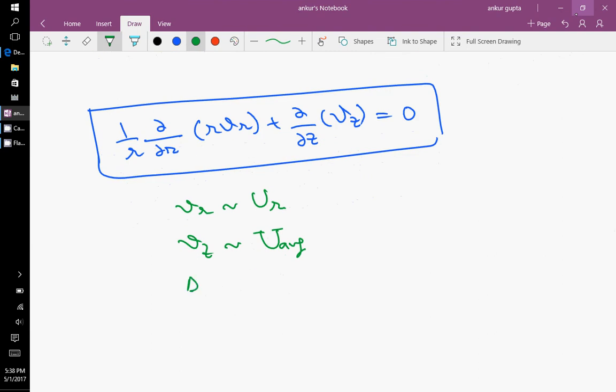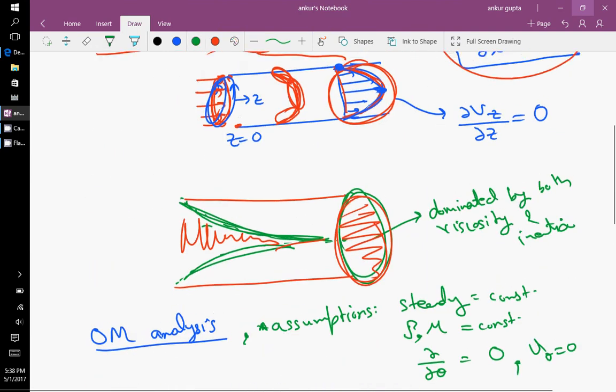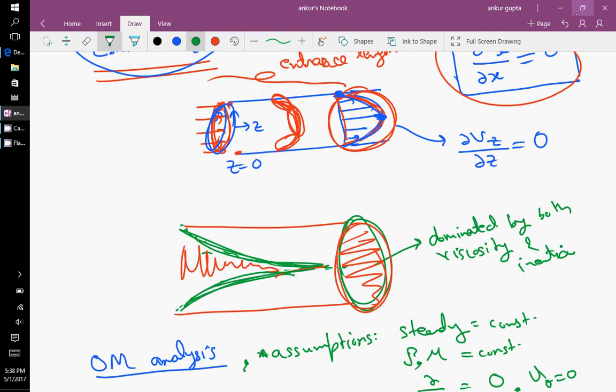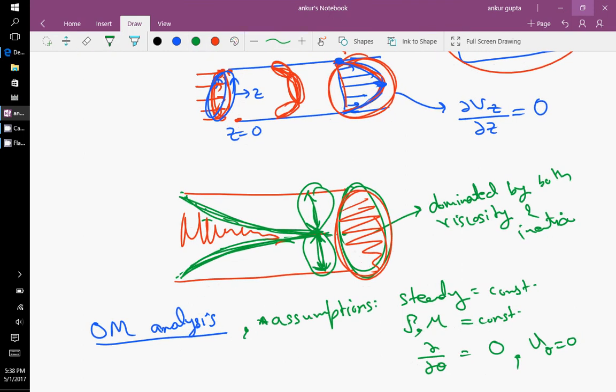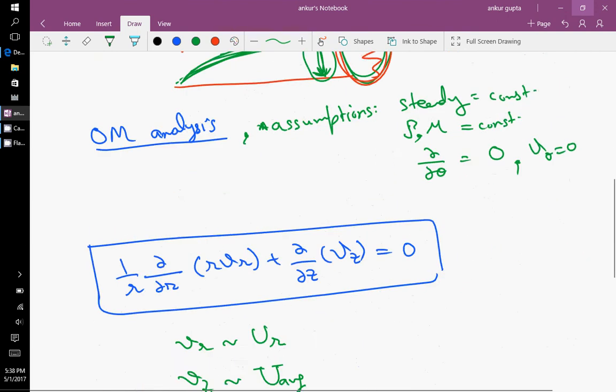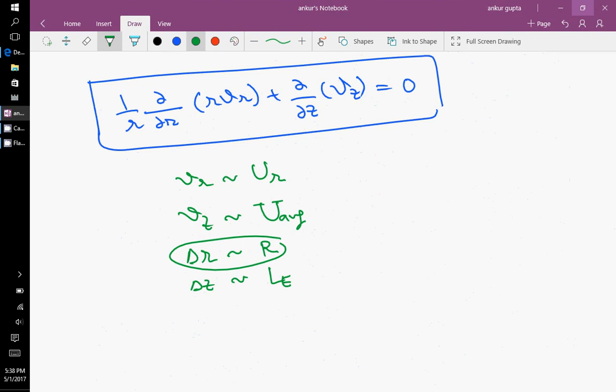And delta R is basically the radius, and delta Z is basically the length. Why am I taking delta R as the radius? What we want to find is, when the boundary layer is developing, at which point the boundary layer thickness becomes equal to the radius, right? Whenever the boundary layer thickness becomes equal to the radius, we can say that from both the sides the boundary layer has come, the boundary layer is developed and met, and from there on you will have fully developed flow. So you can assume delta R to be R, delta Z to be Le.